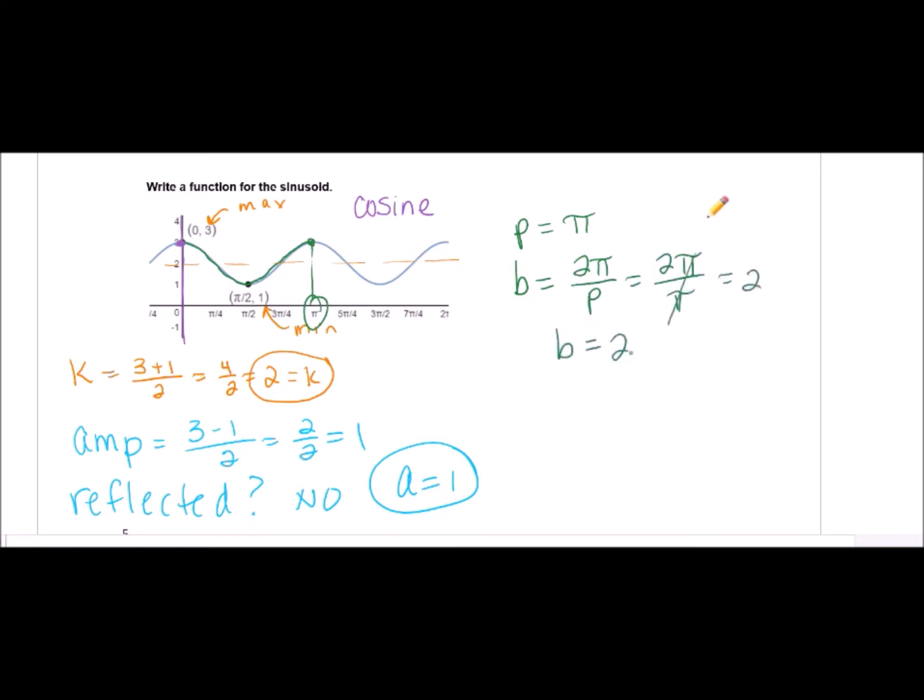Okay, b equals 2. That means our equation is going to be y equals a, which is 1, we can leave it off, times the cosine of bx. Now we do have a k, so we've got to add that vertical shift, that k, onto the end of it. So just to make sure, a was 1, b was 2, and k was 2, just so you remember where each piece went.